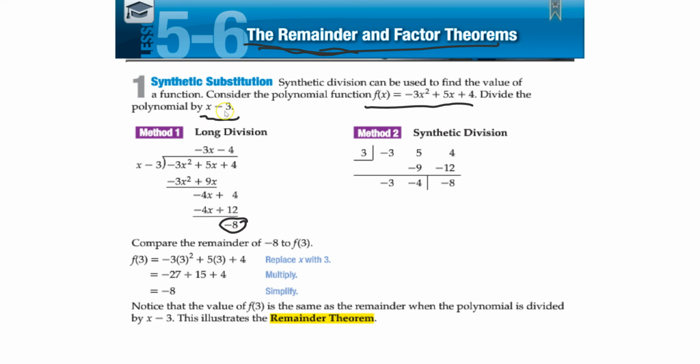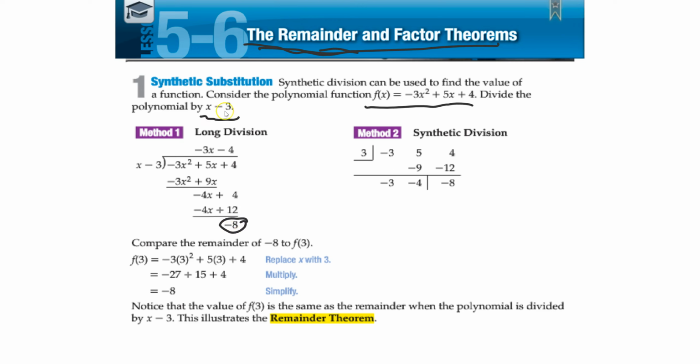What the remainder theorem says is this. If you do it kind of like synthetic division, instead of using x minus 3, you use 3 and you just plug it into this function. So we're going to do that right here. We're going to plug 3 into this function, just like synthetic division. Look what happens. We get negative 8. So that's the remainder theorem. It's just another way to get the remainder. If all you care about is the remainder, instead of doing long division or synthetic division, you can just plug it in.